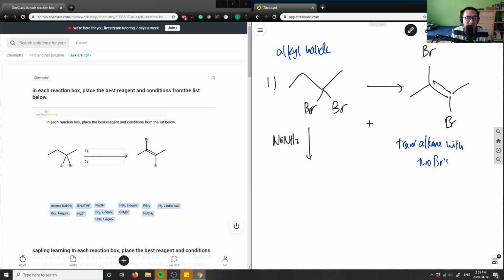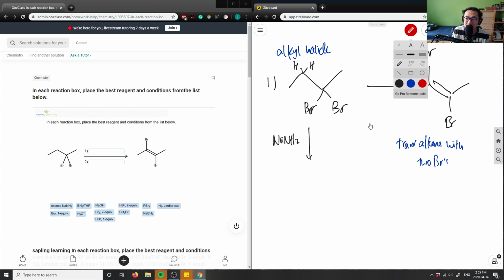NaNH2, this is sodium amide. What it's going to do is deprotonate, or react with my hydrogen here, right? So I have two hydrogens here. And I'm going to draw out the mechanism for you.